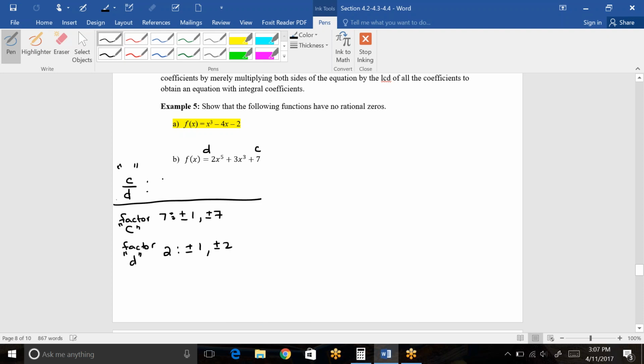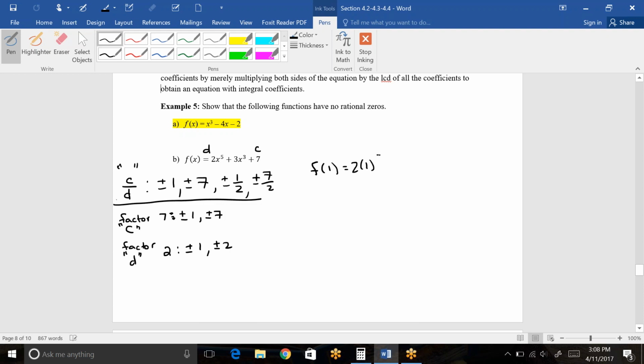So 1 over 1 would just be plus or minus 1. 7 over 1 would be plus or minus 7. 1 over 2 would be plus or minus a half. And 7 over 2 would be plus or minus 7/2. So that would be my entire potential list. Now for this polynomial to be factorable for us, we have to be able to find one of these to be equal to 0 so that it divides evenly into the function. So the way we test for that is we just plug it into the function.